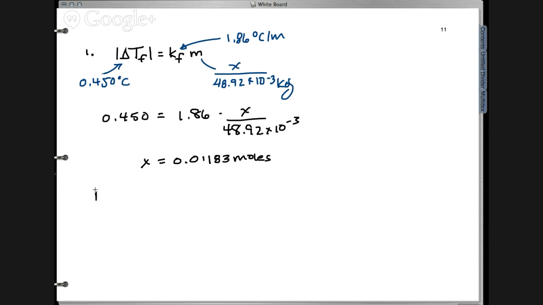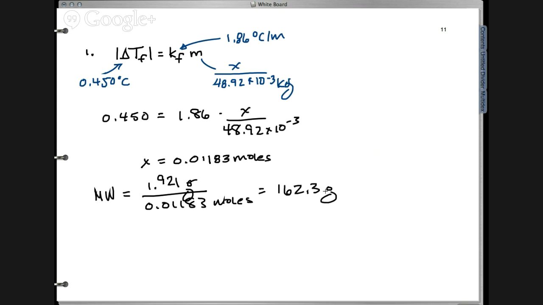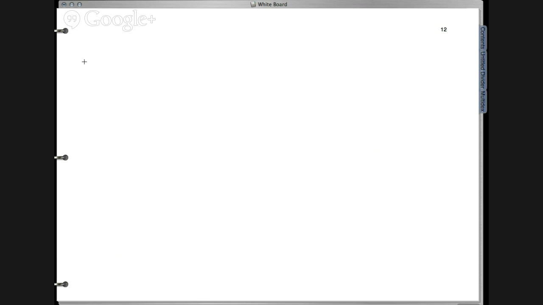And from there, I can find the molar mass trivially. It's grams, so it's 1.921 grams divided by 0.01183 moles. And I find that it's 162.3 grams per mole. So you want to hold on to that number because we're going to use that with the empirical formula to grab part two.